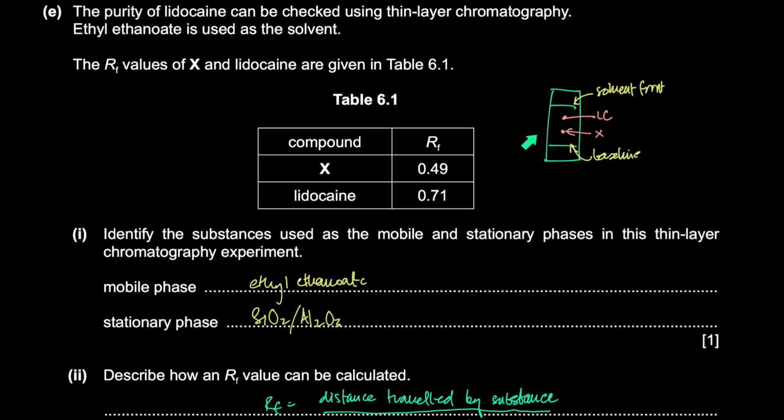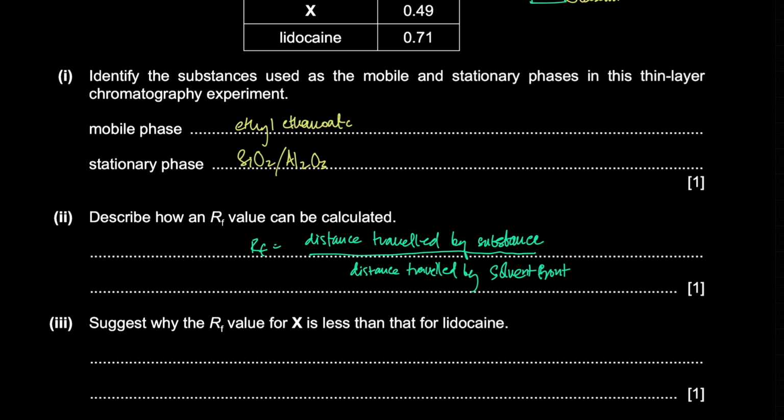Now, there could be two reasons why the RF value is smaller. Remember, the distance traveled by the substance X is lesser than the distance traveled by the lidocaine because lidocaine has a greater RF value. One reason could be that it's not as soluble in the solvent, so it doesn't go with the solvent as much. The other reason could be that it adsorbs to the surface more strongly. In other words, the SiO2 or Al2O3 that we're using as our stationary phase, X could bind more strongly with it and therefore travel a lesser distance. So there's two reasons why the RF value for X is lesser.